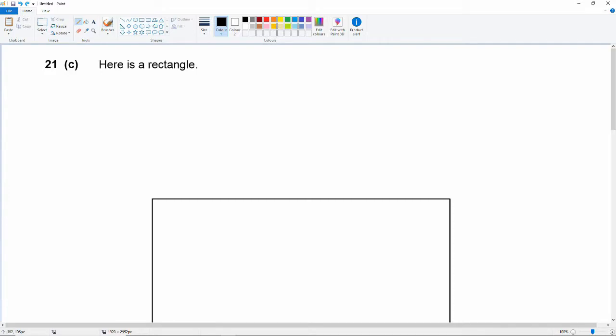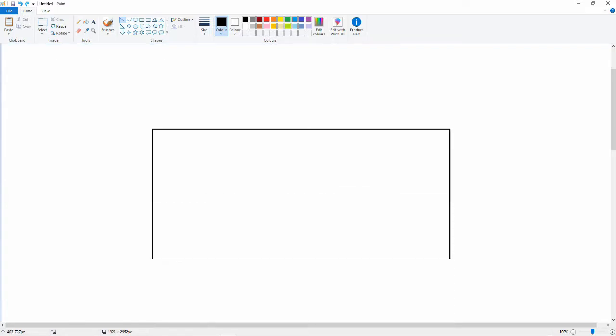Okay, so I'm just going to try and talk you through vaguely what I would do. I would take my compass, and to construct a line of symmetry, I'm going to want to bisect this line here. Of course, I could bisect any of these lines, any of the four edges of the rectangle I could bisect.